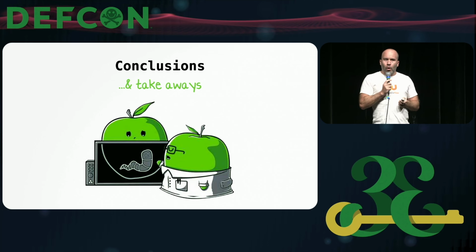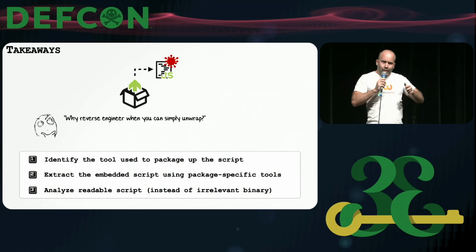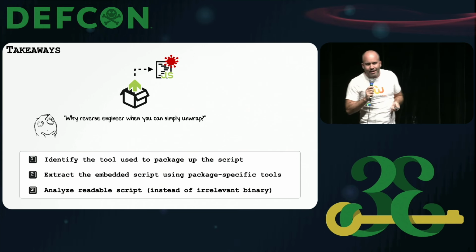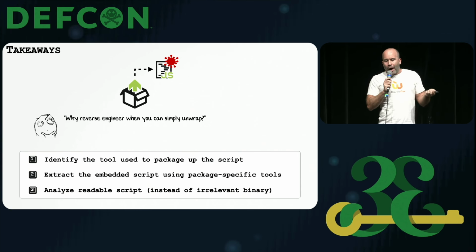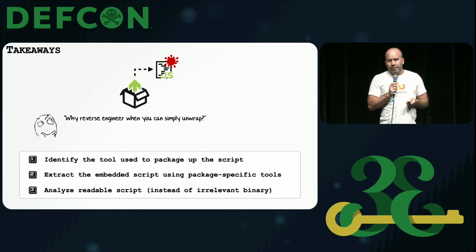All right, so let's end with some conclusions and takeaways. Again, I'm all about working smart, not hard. So I asked ChatGPT, what's the main takeaway here? And it gave me this nice little tagline, which I was like, cool, let's roll with it. Basically it said, why reverse engineer when you can simply unwrap? So that's really the main takeaway from this talk.